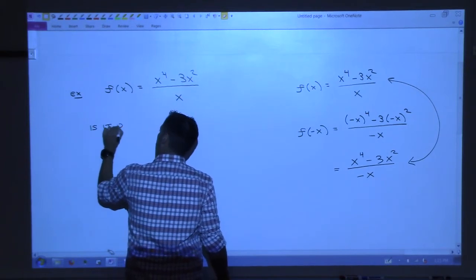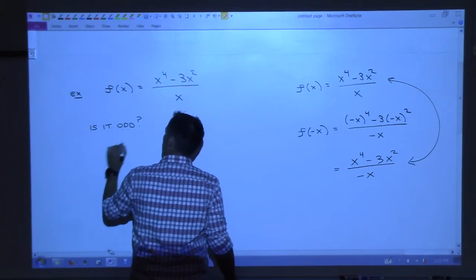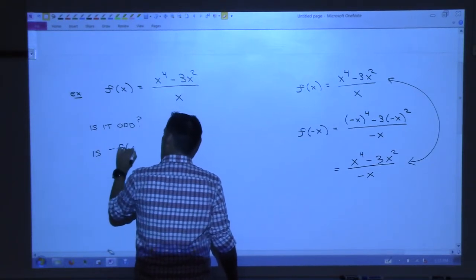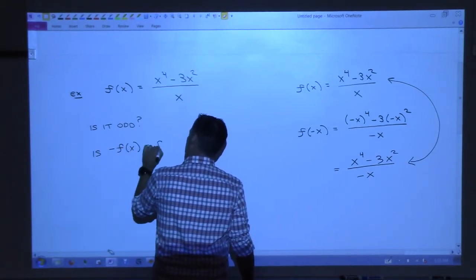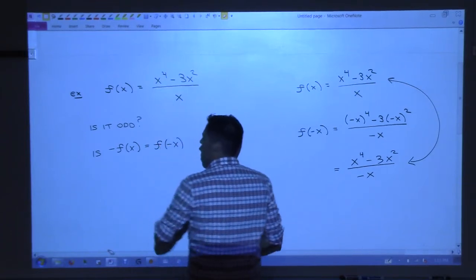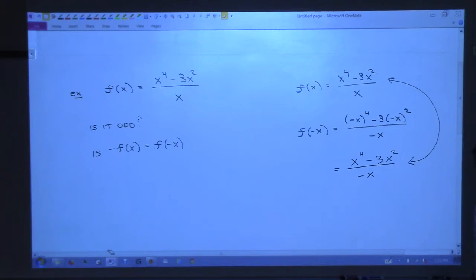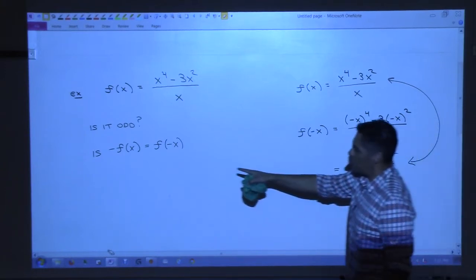Is it odd? So we need to check, is negative f of x equal to f of negative x? That's what you have to check anytime you want to see if something's odd. So let's start out with this first statement right here.